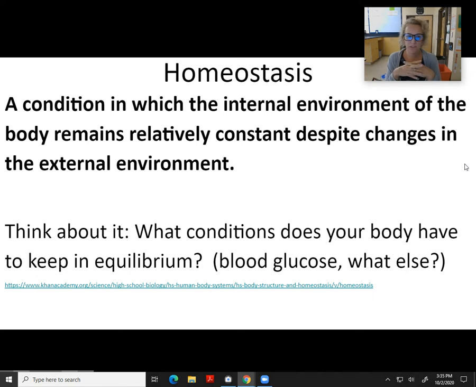So the formal definition of homeostasis: a condition in which the internal environment of the body remains constant or level despite changes in the external environment. So we want to think about it: what conditions do our bodies need to keep in equilibrium so that we're comfortable, so that our cells are safe? Blood glucose is one of them. Some other examples you're going to see in the video that I posted on today's link as well. You're going to see an example with body temperature as the big one, but there are lots of mechanisms in our body that need to remain stable, and that's primarily to keep our cells happy.